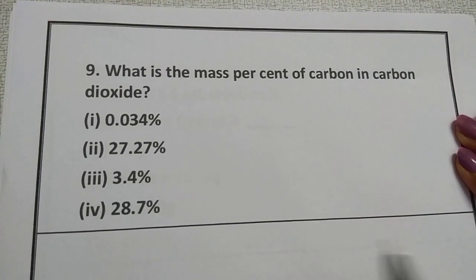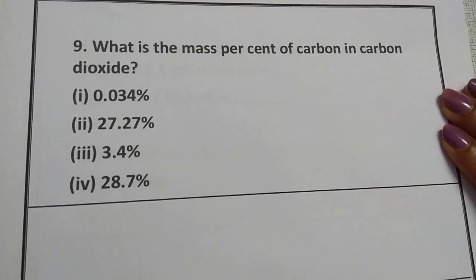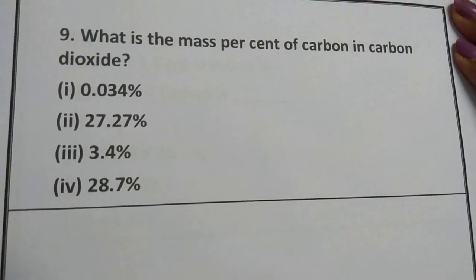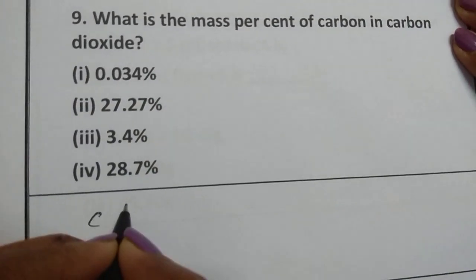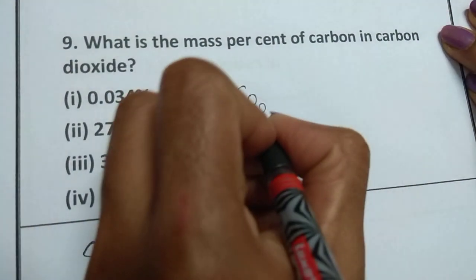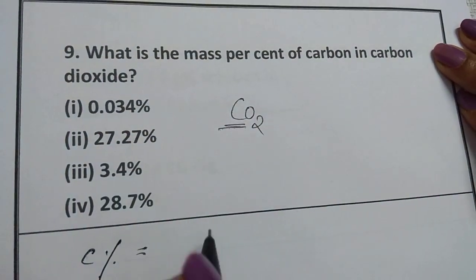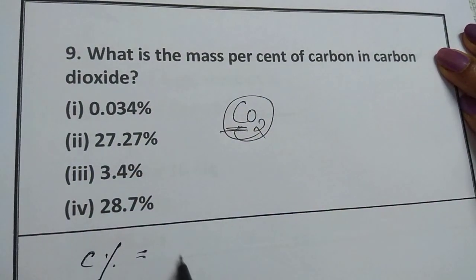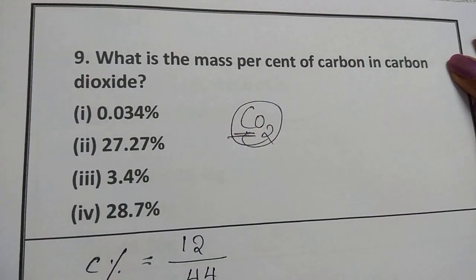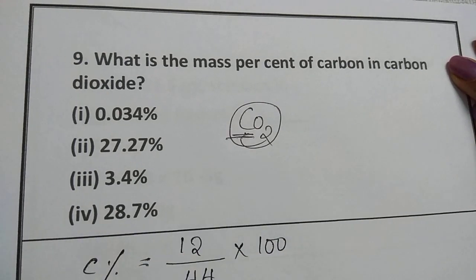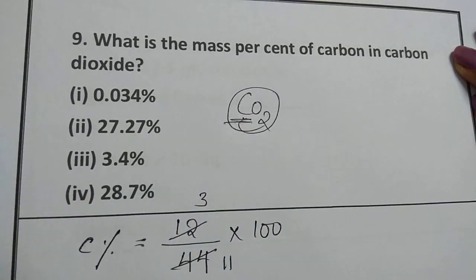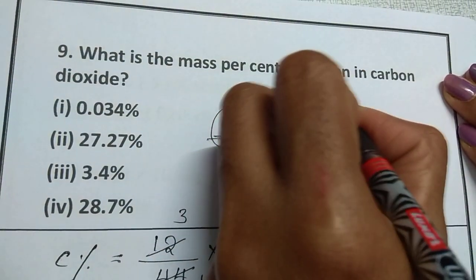Next, what is the mass percent of carbon in carbon dioxide? Now what you need to do is calculate the carbon percentage. How can you calculate carbon percentage in carbon dioxide? It is the amount of carbon present among the total. Carbon atomic mass is 12 by total mass is 44. 12 by 44 into 100. Just to solve this you will get it. 4 11s are 44, 4 3s are 12. So 300 by 11.